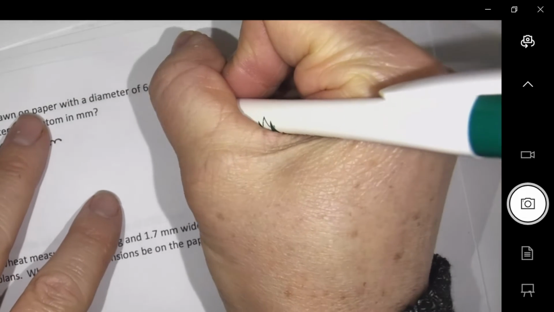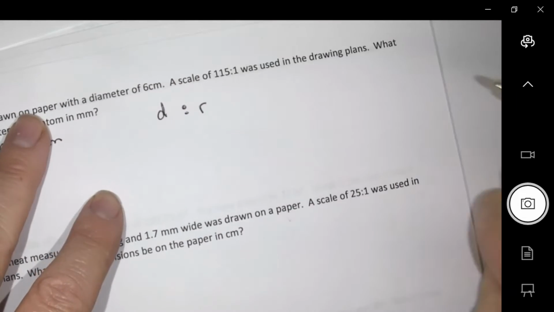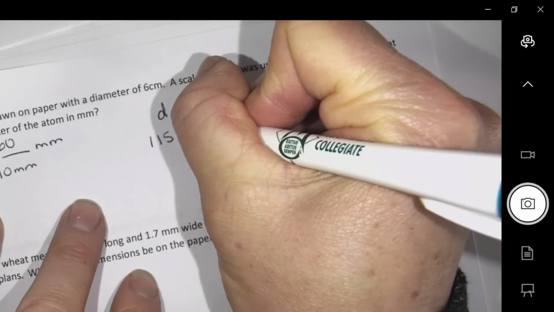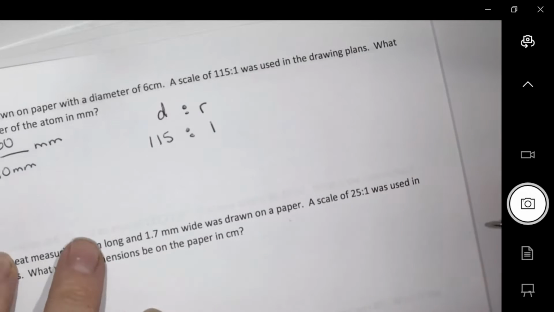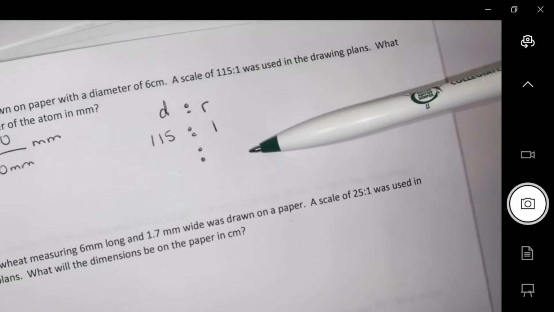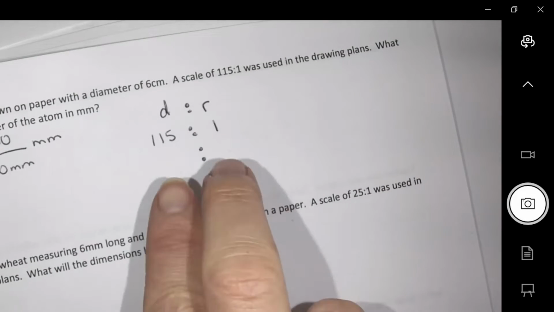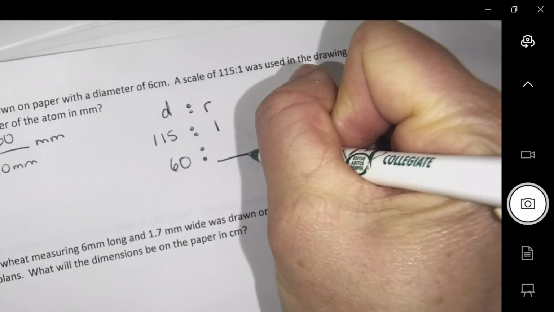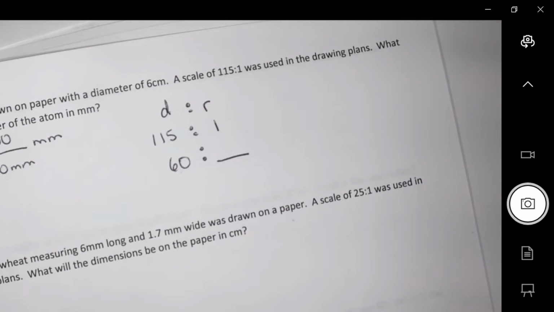Okay, diagram to real life. It told me the diagram was 1:15 to 1. Okay, where are we putting the 60 and where are we putting the question mark? 60 is the diagram or the real part? Diagram. 60 is the diagram. How much real is the question?